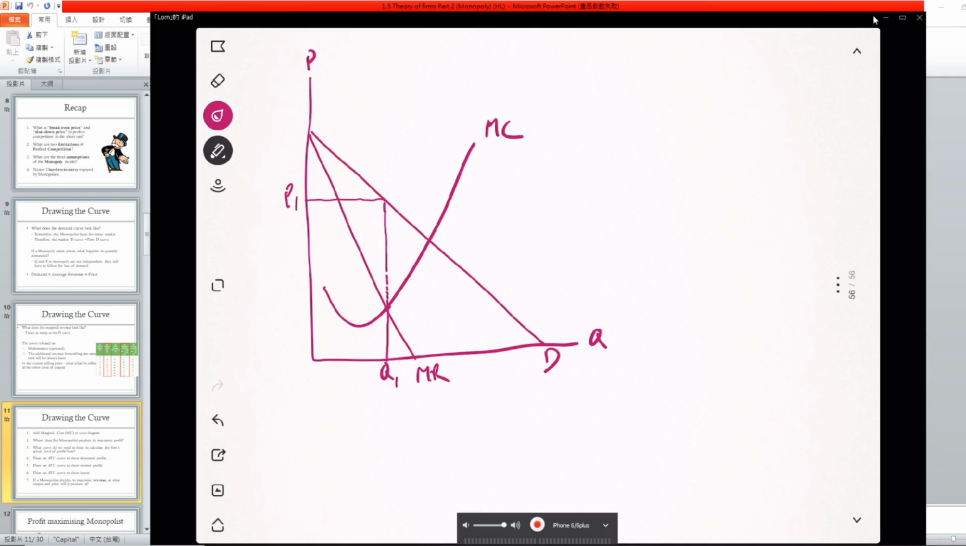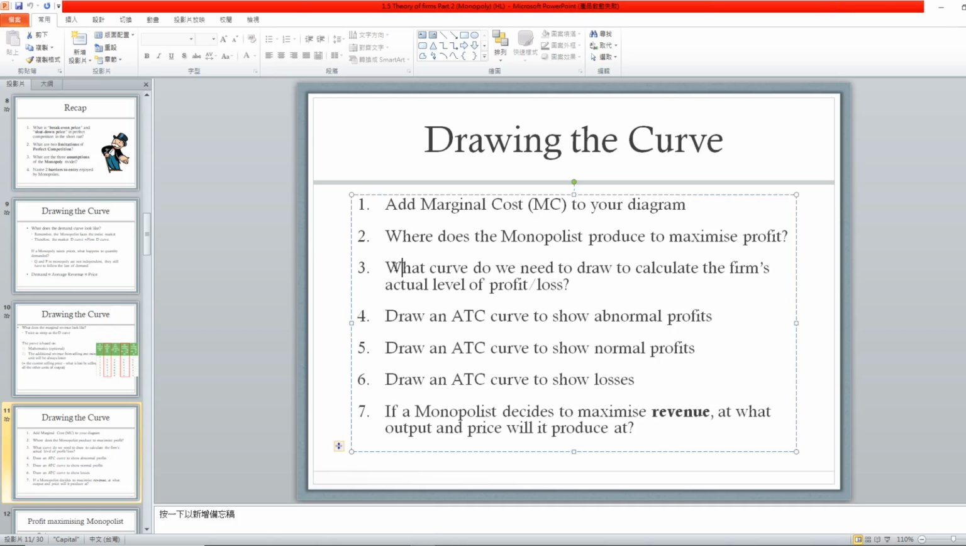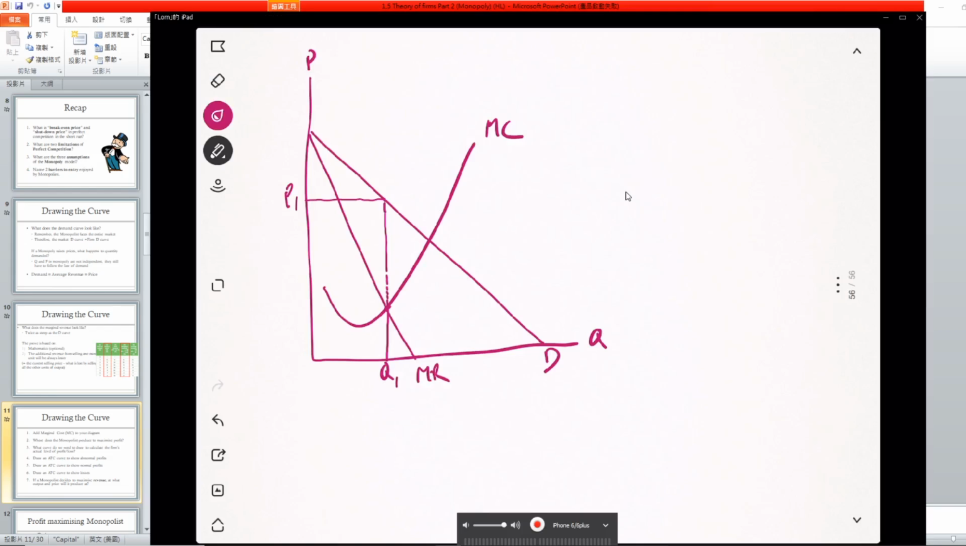And at the end, we need to draw ourselves an average cost curve so that we know if we are earning a profit or not. As long as the average cost curve is lower than the average revenue, we are going to earn a profit. And we know that the demand curve here is equal to average revenue. So it's very simple to determine where we can get a profit, where we can get normal profit, and where we can get losses.